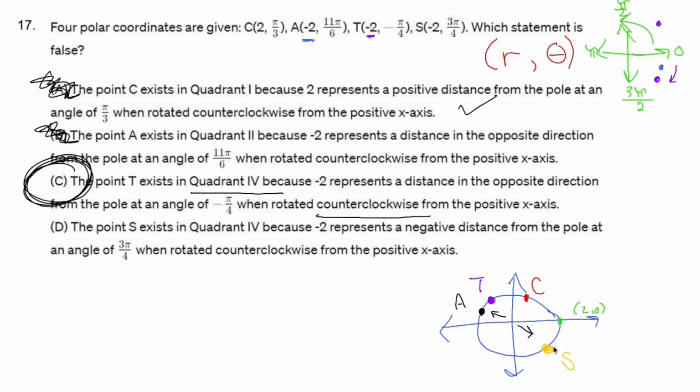S is in quadrant 4 because negative 2 represents a negative distance from the pole at the angle 3 pi over 2 counterclockwise. So a true statement. C is definitely the lie. So C is the one that we're going to circle.